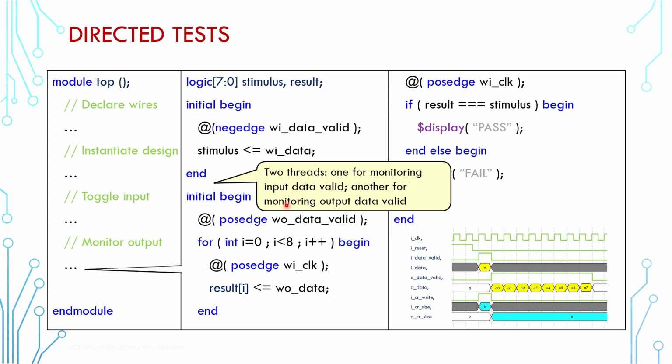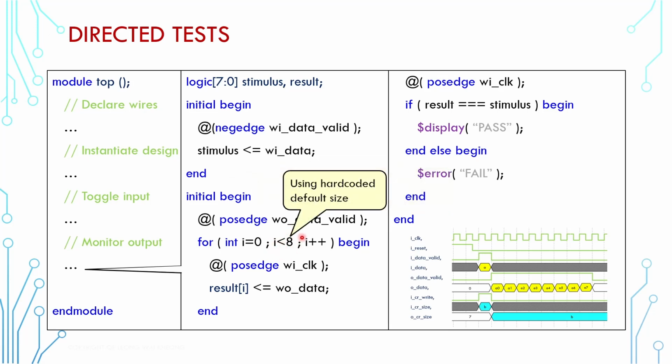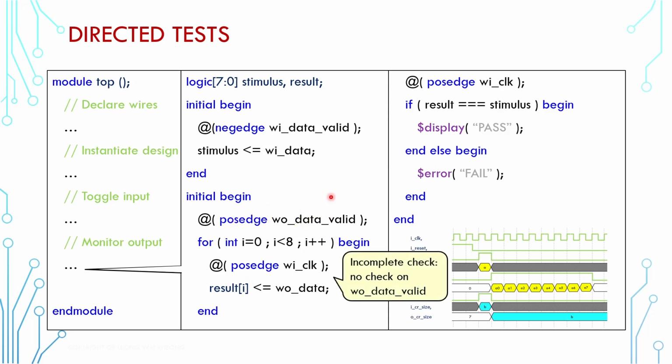Another thing is it uses hard-coded size 8. If we want to configure the size and check on it, we need to add code here to read the size before we sample the data. Also, this code only performs check on data. It does not check on any of its protocol. For example, it does not check the output valid. For all we know, it could have gone low at any point of time. There are many other checks we can perform.